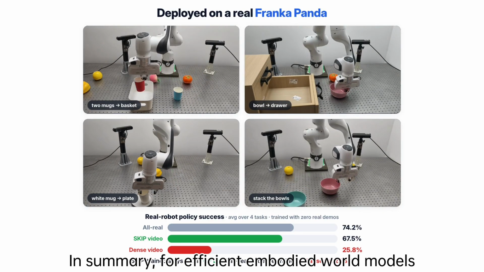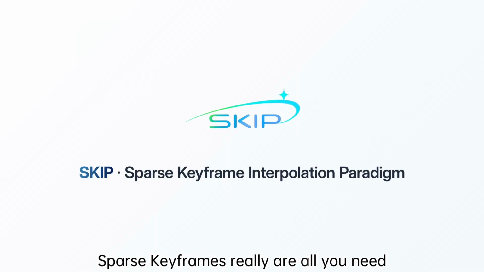In summary, for efficient embodied world models, sparse keyframes really are all you need.